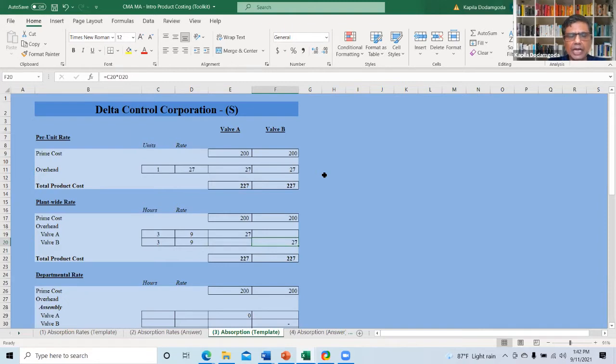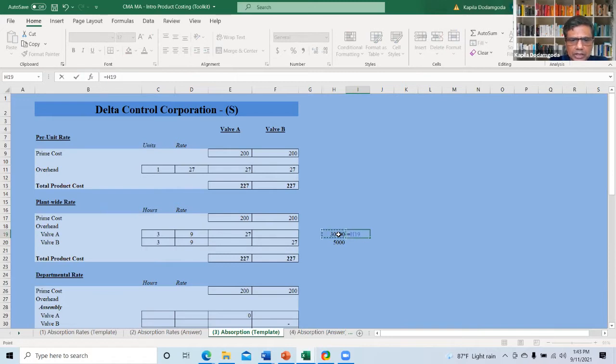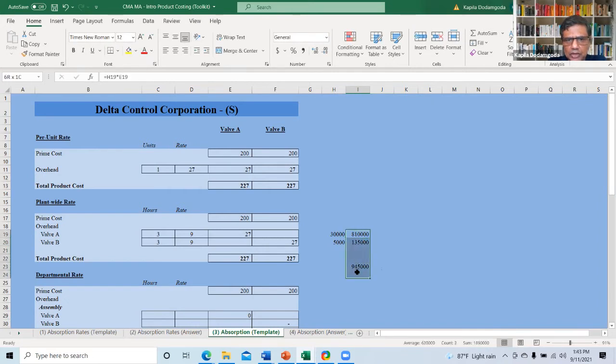Now here, this is what we have. Right now, what you will see is just to do a reconciliation. Valve A we produce 30,000 units, and valve B we produce 5,000 units. So each one of these 30,000 units will be absorbing 30,000 into 27, which is $810,000. Valve B, 27 into 5,000, they will be absorbing 135,000. So altogether, these two products will be absorbing $945,000 of overhead.